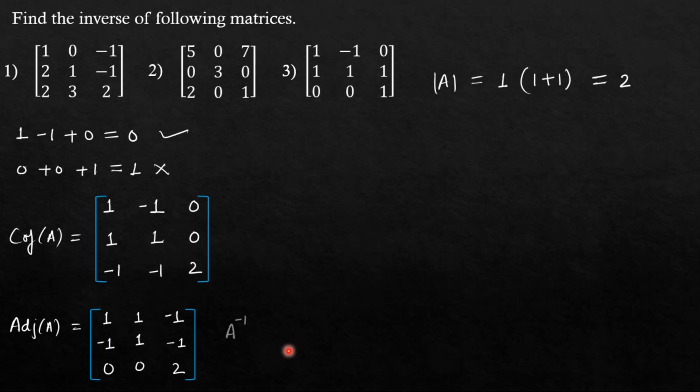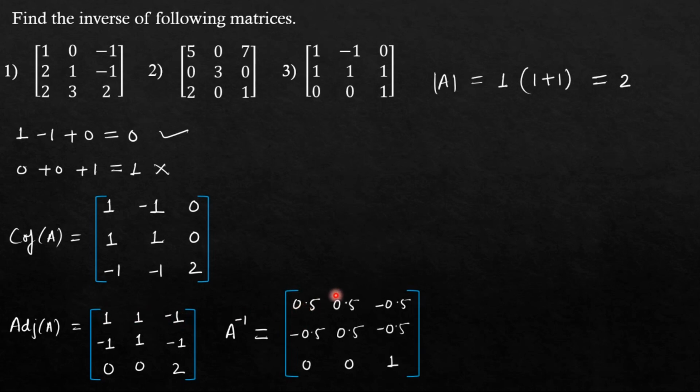Now A inverse is adjoint A upon mod A. So divide each element by mod A, that is 2. So 1 by 2, you will get 0.5. 0.5, 1 by 2, 0.5, minus 1 by 2, minus 0.5, minus 1 by 2, minus 0.5, 1 by 2, 0.5, minus 1. You have to divide each and every element by this mod A, that is 2. So you will get this result. This is the inverse of this matrix.